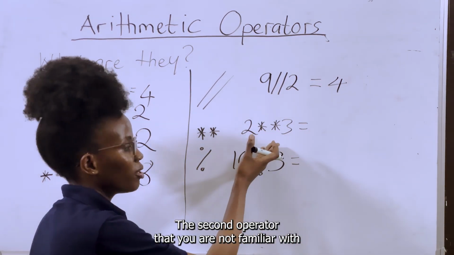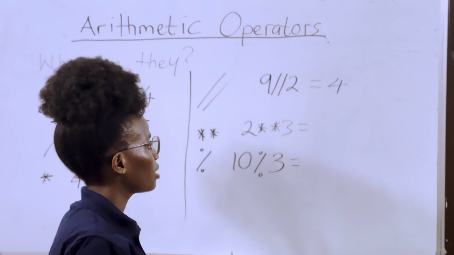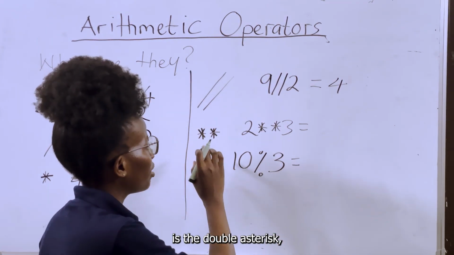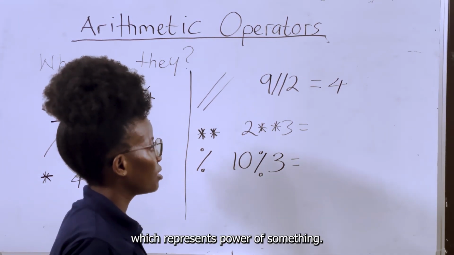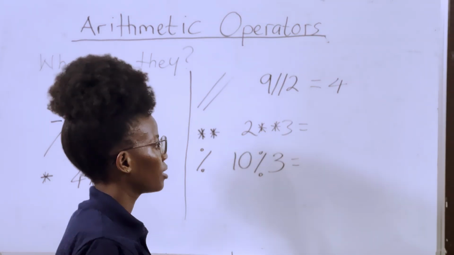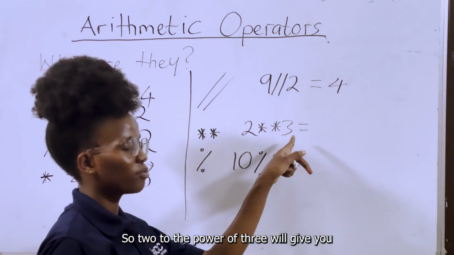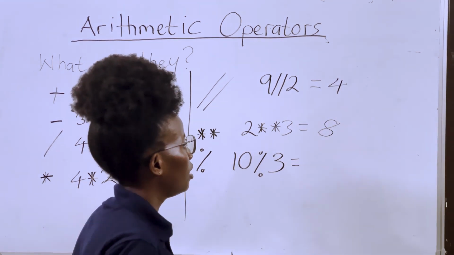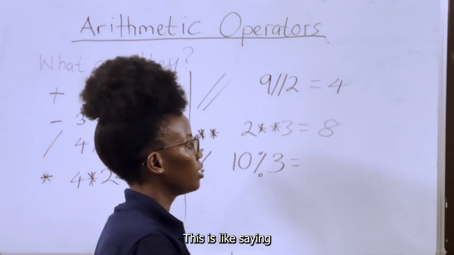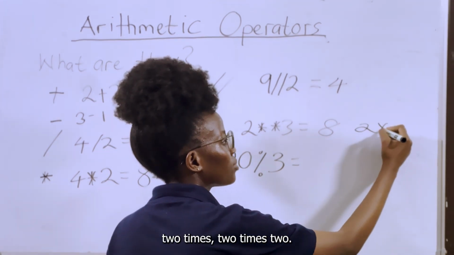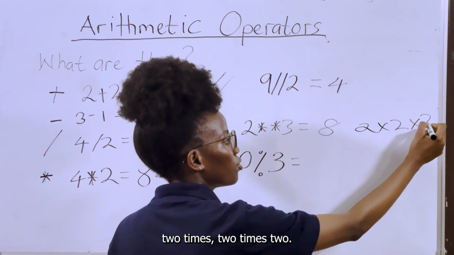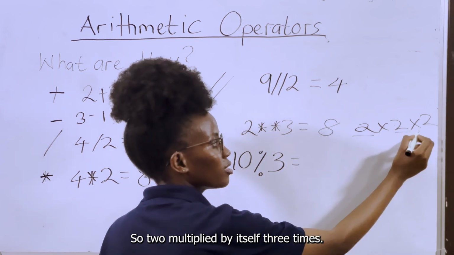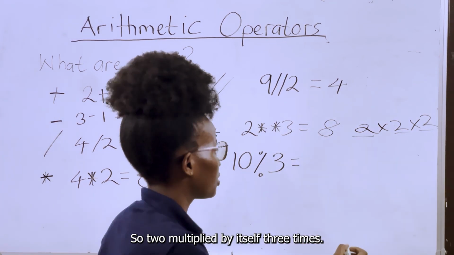The second operator that you are not familiar with is the double asterisk, which represents power of something. So 2 to the power of 3 will give you 8. This is like saying 2 times 2 times 2. So 2 multiplied by itself 3 times.